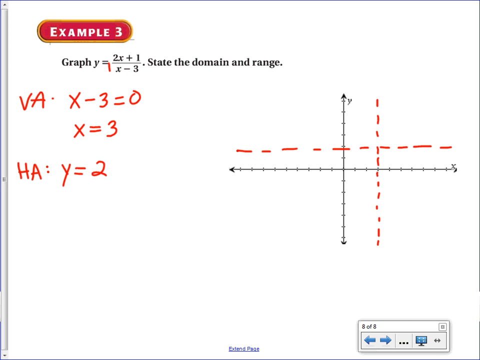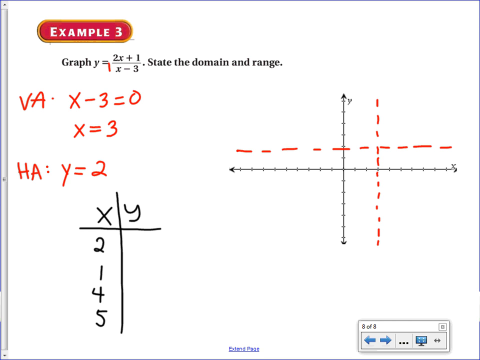Now I've got my cross drawn. I've got to figure out which corners my branches are going to show up in. So I make my xy table. 2 points on the left of 3, how about 2 and 1? And 2 points on the right, like 4 and 5. Plug those in. You can either use your calculator or your brain. And these might give us fractions. You can either use fractions or decimals on your table.